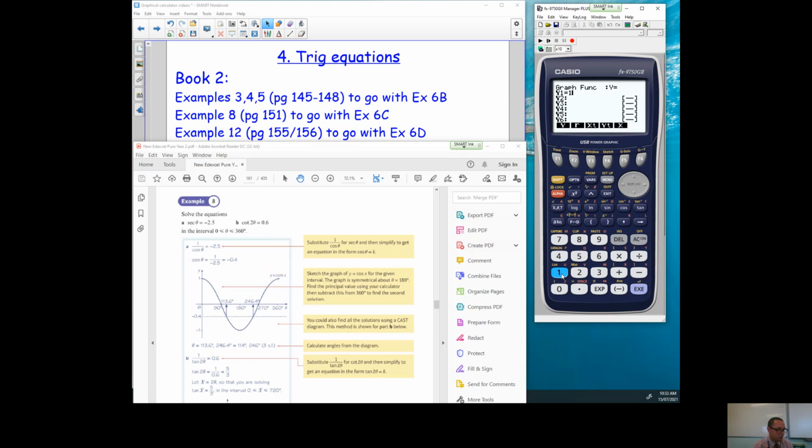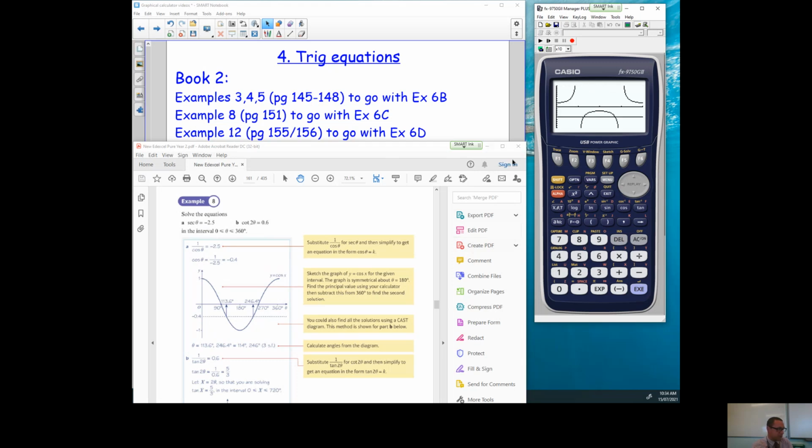So again, sec is 1 divided by cos x. The way I always remember, by the way, is the third letter. The third letter of sec is c, so that's cos. The third letter of cot is t, so that's tan. The third letter of cosec is s, so that's sine. All right, so let's execute that, and then we're going to do minus 2.5.